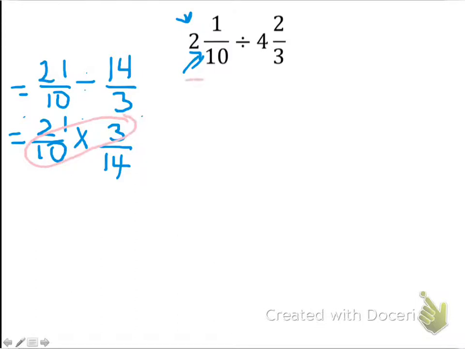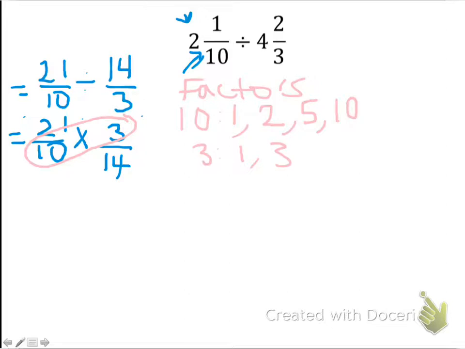What are the factors, not the multiples, the factors of 10? 1, 2, 5, and 10. Okay, what are the factors of 3? 1 and 3. It's prime. What is their greatest common factor? It's 1. If we multiply by 1, we'll get the same thing. So that means that these two numbers are already simplified as much as they can be, so we're going to leave them. Now we're going to look at the other two. So we'll have 21 over 10 times 3 over 14.